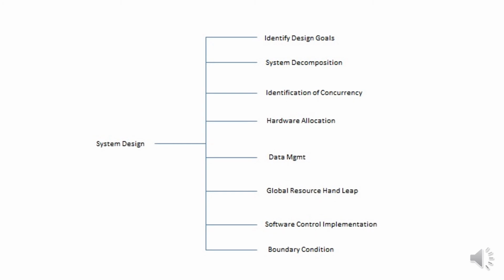It's a view graph of the system design. So it starts with the identification of the design goal, system decomposition, identification of concurrency, hardware allocation, data management, global resource handling, software control implementation and boundary condition. So these are the steps that need to be followed during system design.